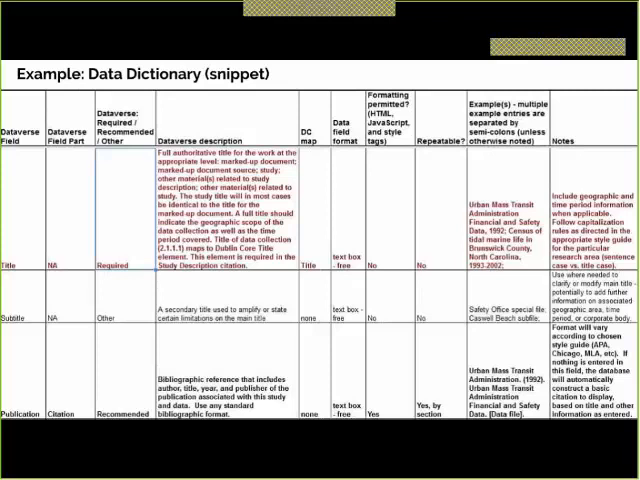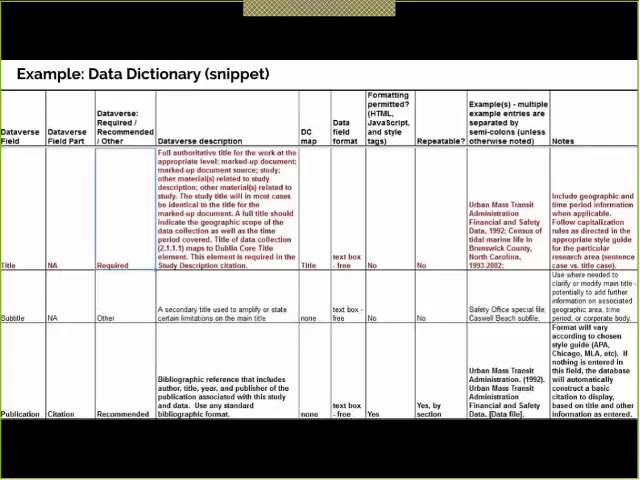So is the field required? The one in red, that top one, is a required field. This one, publication, is only a recommended field, so you might not have anything in that field. The DC map piece is mapping between one metadata scheme and another one. What is the format of this data? These are free text boxes in this case.